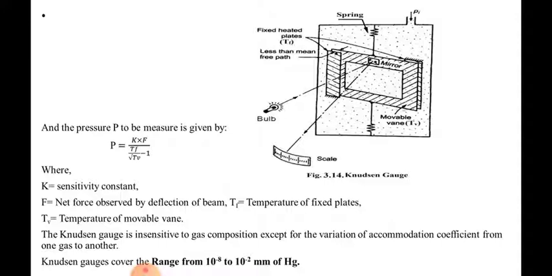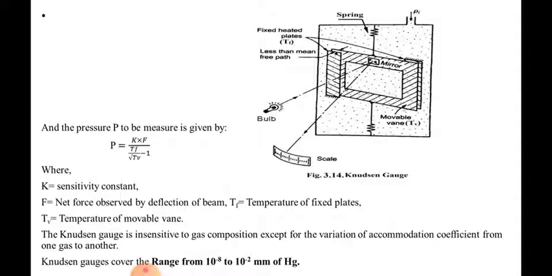The Knudsen gauge is insensitive to gas composition except for the variation of the accommodation coefficient from one gas to another. The Knudsen gauge covers the range of 10 to the power minus 8 to 10 to the power minus 2 mm of Hg.